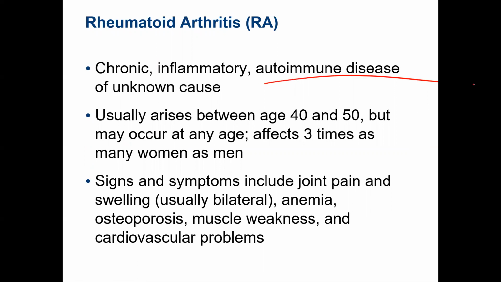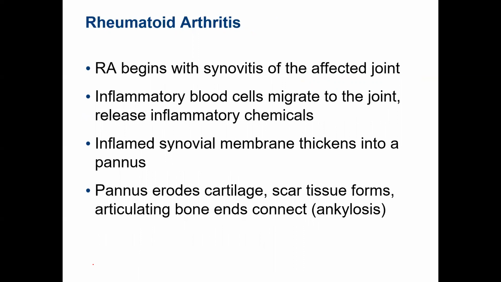Rheumatoid arthritis is an autoimmune disease. We don't know why this happens. Your immune system decides that it hates your joints. Typically, you see it in patients between 40 and 50, and women more often than men. Joint pain. The difference between this and osteoarthritis is that it will be bilateral joint pain. It's not just one of your knees, it's both of them. And various other issues. It begins with synovitis of the affected joint, inflammation of the synovial membrane.